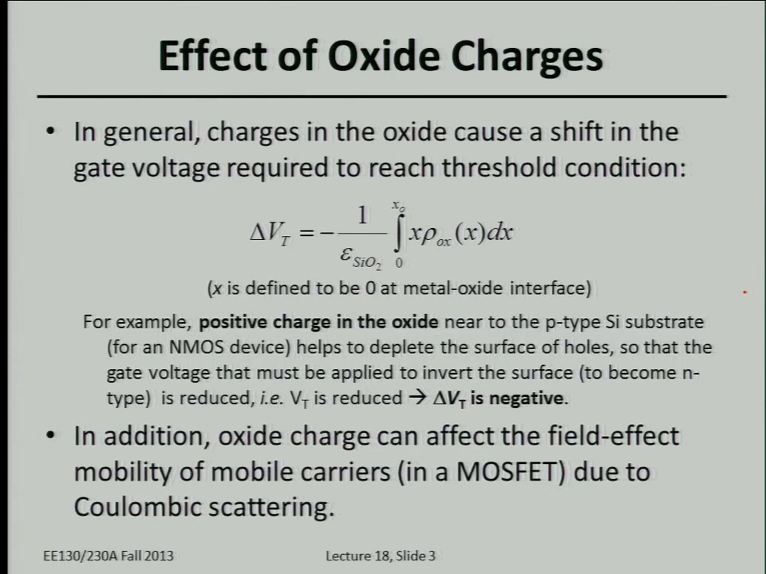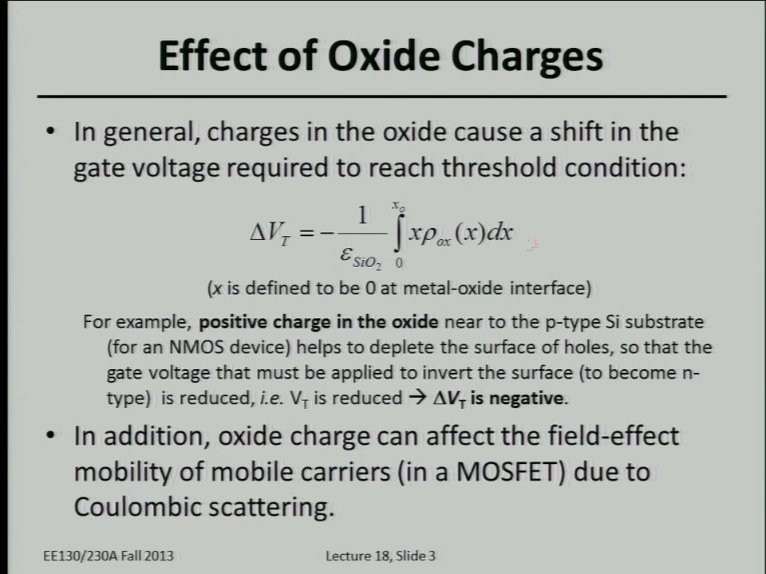Okay, so let's go over every single one of those, but let's figure out first, just in general, any type of charge in the oxide or at the oxide silicon interface will essentially shift your threshold voltage. Okay? So the general equation that you can use is given here on this slide. The change in the threshold voltage of your MOS capacitor or MOS transistor is given by this equation.